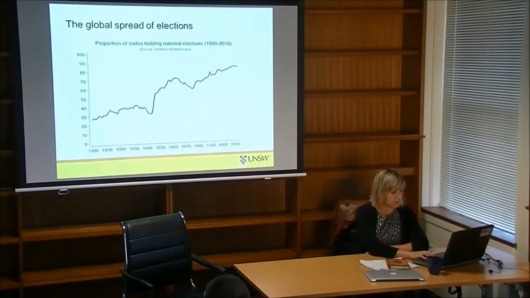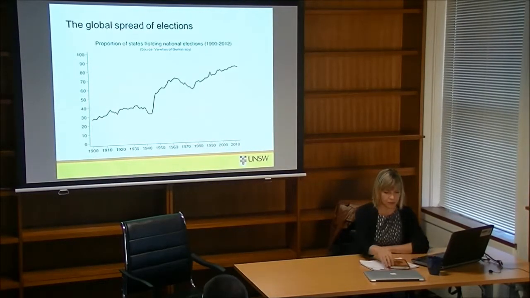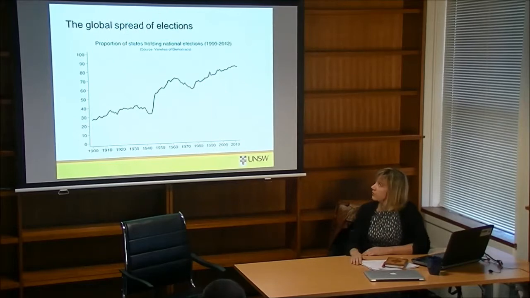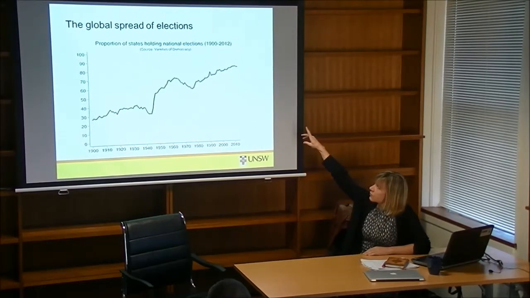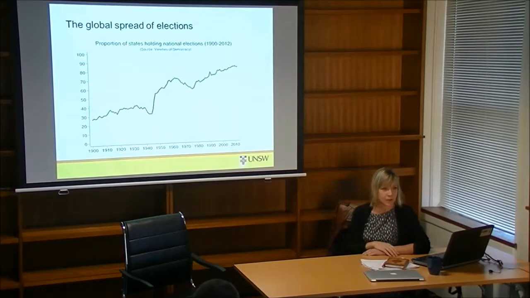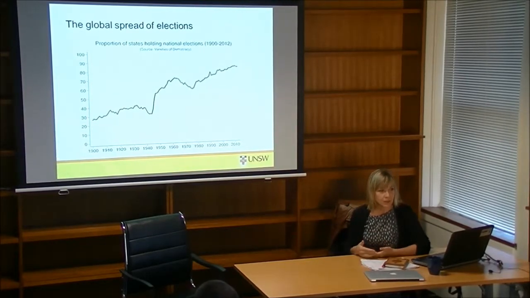Just quickly, why is this interesting again? I mean, that's good to remember every now and then. This is just a graph showing you the proportion of states holding national elections from 1900 until 2012. And as you can see, holding elections really has become the global norm. Almost 90% of nation states now hold elections. And what does that mean? That means that every self-respecting autocrat now holds elections as well.